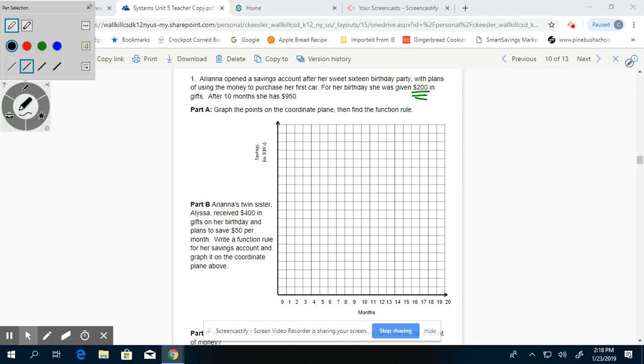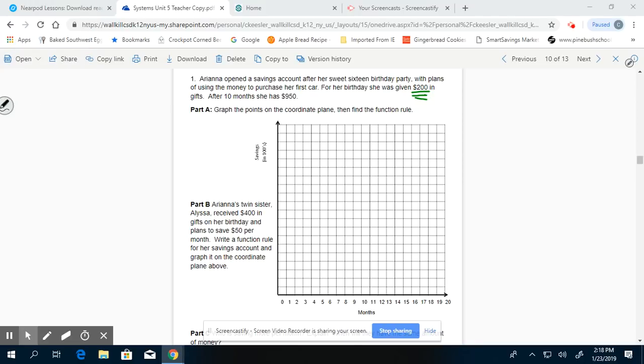So today we're going to see how a system of equations can be used to solve real-world scenarios with graphs involved. Number 1, Ariana opened a savings account after her sweet 16th birthday party with plans of using the money to purchase her first car. For her birthday, she was given $200 in gifts. After 10 months, she has $950. Graph the points on the coordinate plane and then find the function rule.